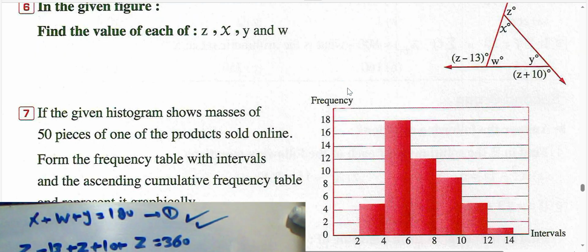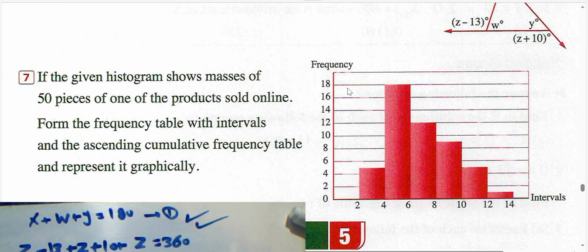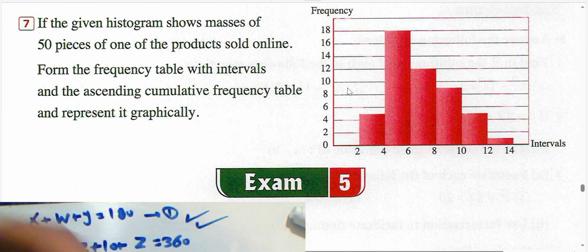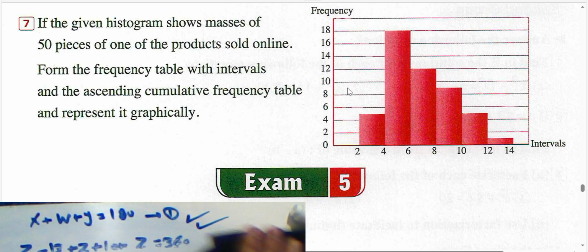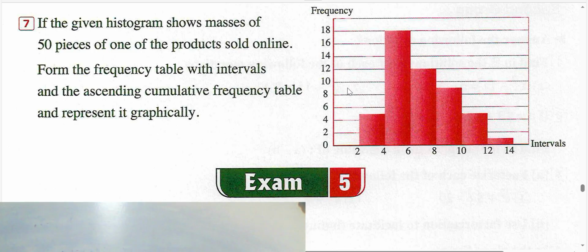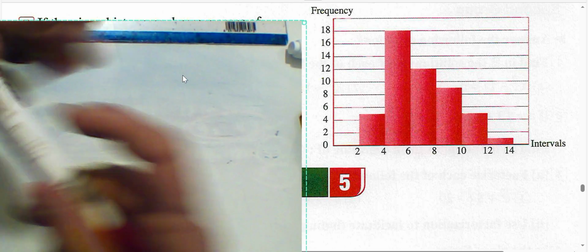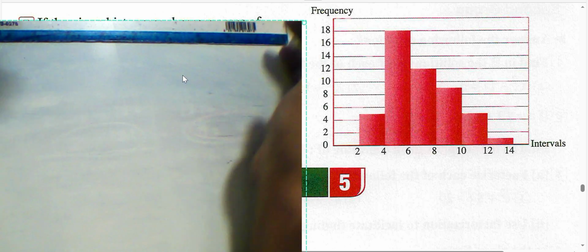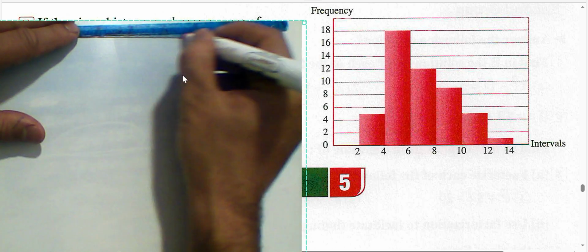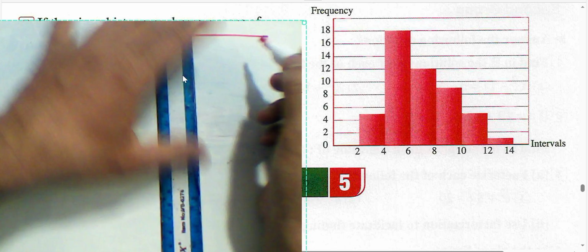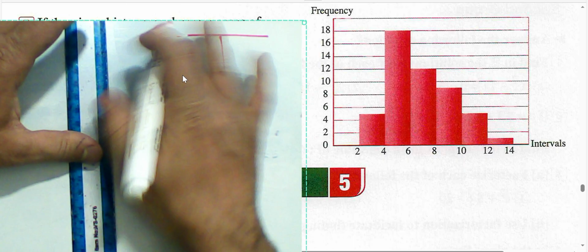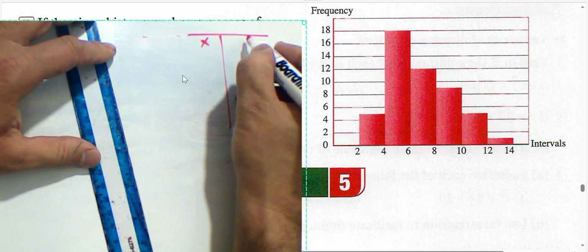Okay, next question here we have a histogram. The histogram shows the masses of 50 pieces of one product. From the frequency table with intervals, form the ascending cumulative frequency table and represent it graphically. First step, we want to draw the data from this table. Okay, I will draw the table containing the masses and frequency.